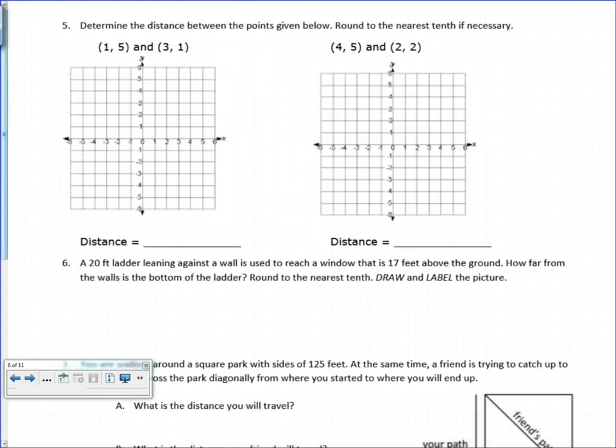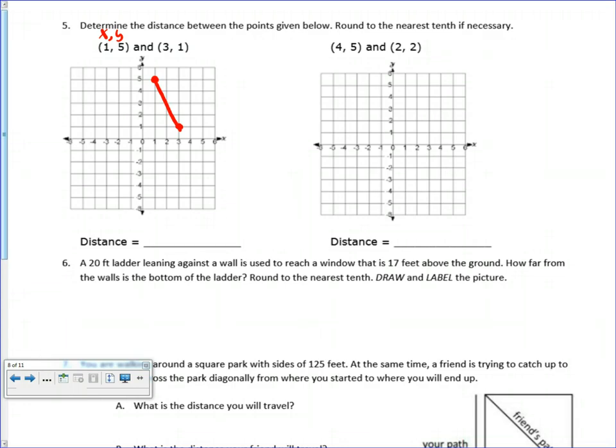Number 5. Determine the distance between the points given below, round to the nearest tenth if necessary. So the first thing you're going to do is plot your points. Now remember, your points are x, then y. So (1, 5), I go right 1, up 5. And (3, 1), right 3, up 1. So we're looking for the distance between those 2 points.